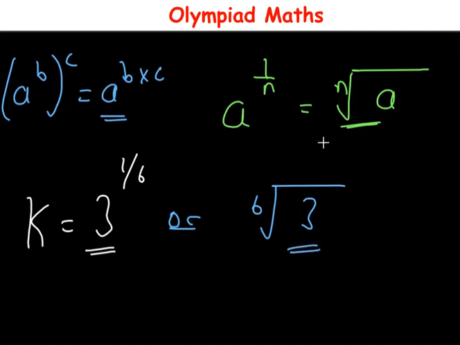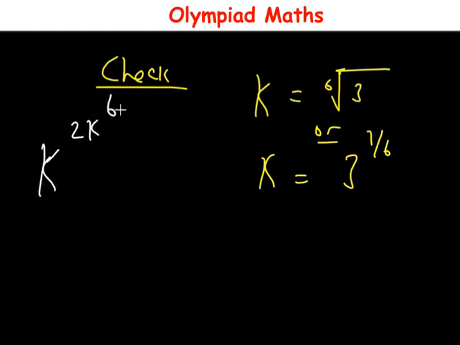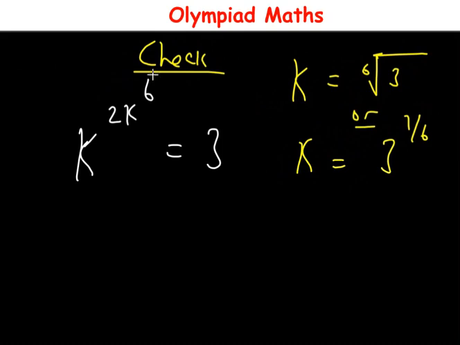Good. Now the next thing is to verify if this value of k is the correct solution for the given question. So let us check this out. We got k, which equals the sixth root of 3, or k is equal to 3 raised to power 1 over 6. And the given question is k raised to power 2, times k raised to power 6, is equal to 3. So therefore, let's input the value of k into this equation.